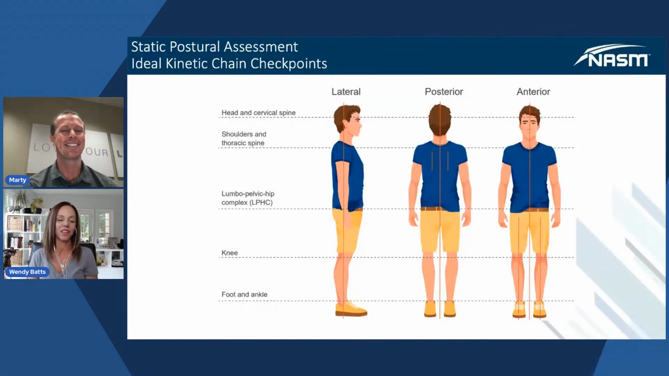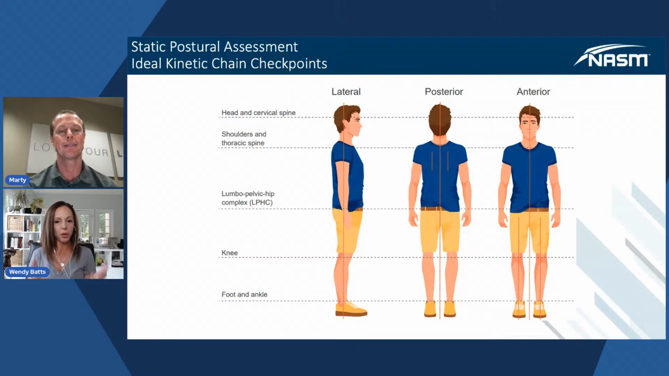So of course, we want to look at the 5 kinetic chain checkpoints. And so static posture, you can get so much information even before you have them move. If you just have someone remove their shoes, which I know in this image, it looks like they have shoes on. So remove their shoes and then just tell them to stand up and look at them in all 3 planes. That's what I do. I look at them in all 3 planes, all 3 sides. I look from the anterior, the lateral, and then from the posterior view. And I take notes.